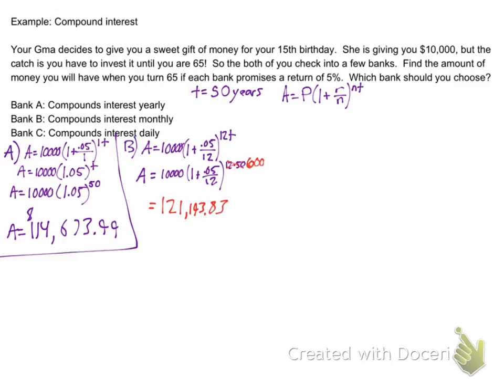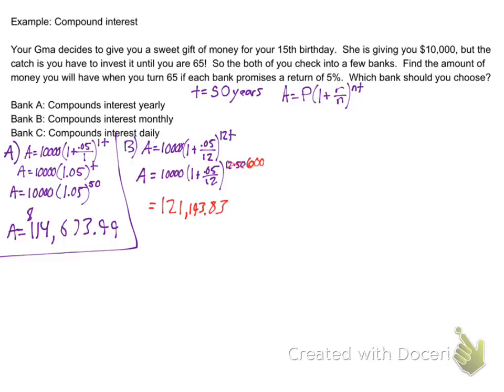121,193.83. She gave you at Bank B $7,000 more, just by compounding the interest 12 times more a year.